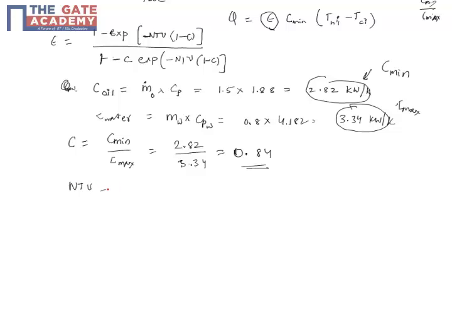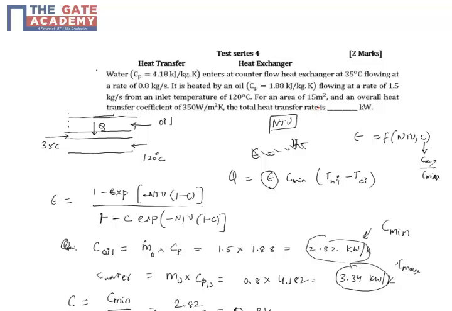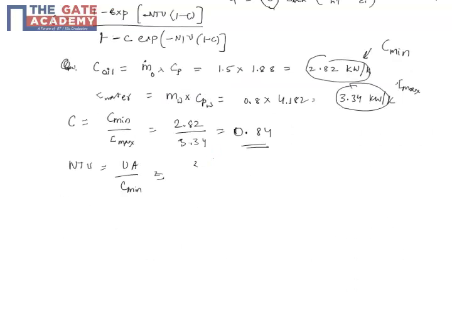Okay, so now what is NTU? NTU is a non-dimensional number, defined as UA by C min. So U is already given, the overall heat transfer coefficient is given as 350. Net area of transfer is 15, divided by C min, which is oil, 2.82 kilowatt, so into 10 power 3. Don't forget that. When we do this, we get 1.86. So 1.86 is the NTU. Now we know C, we know NTU. We can directly use this expression to get the effectiveness.